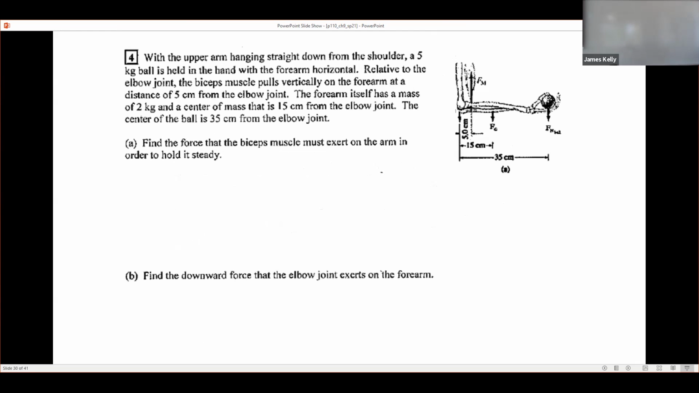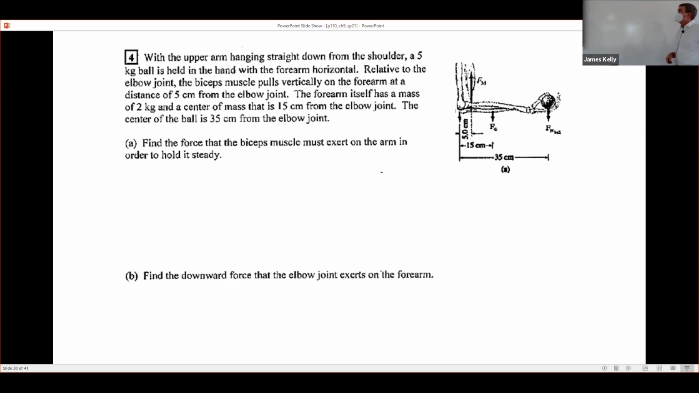This is the last one that was on the worksheet that we were looking at on Friday, just sort of a biologically motivated problem where someone is holding a ball of mass 5 kilograms in their hand. We're going to treat it like a point mass. We're going to imagine that the arm is being held horizontal, upper arm vertical, and the bicep has to hold it up to keep it from rotating.